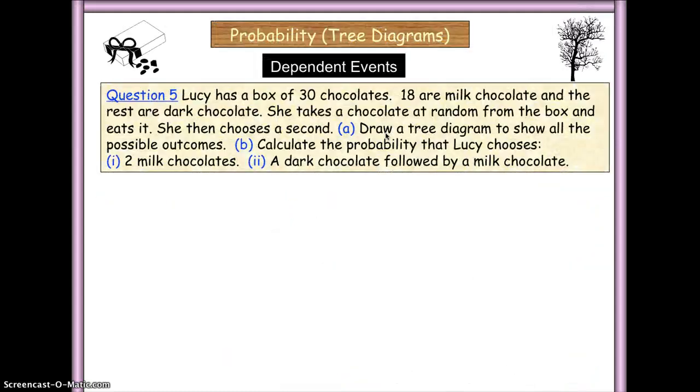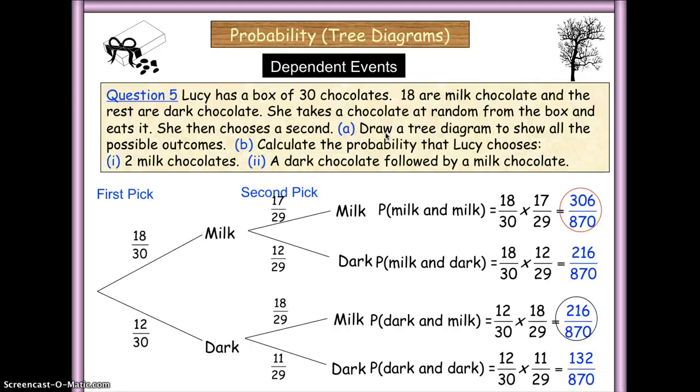And here's another problem as practice. Here's the chocolate and the sweets again, 30 chocolates. There's milk chocolate, dark chocolate. Okay, solve the problem and check and play the video again once you are ready. Okay, you're ready? So here's your tree diagram and here are the answers.